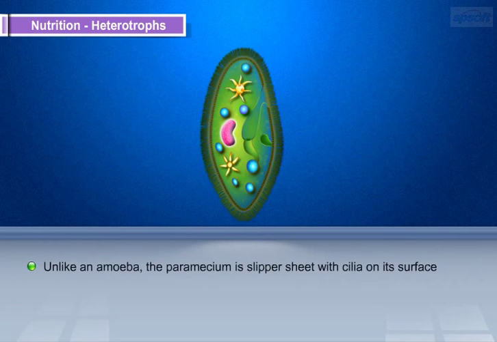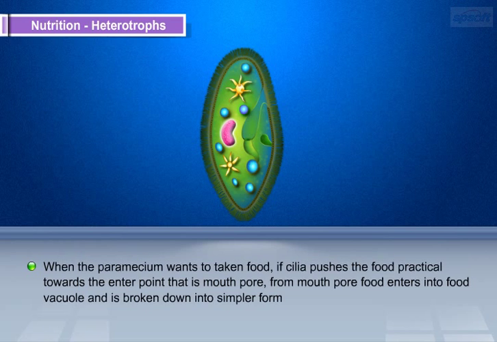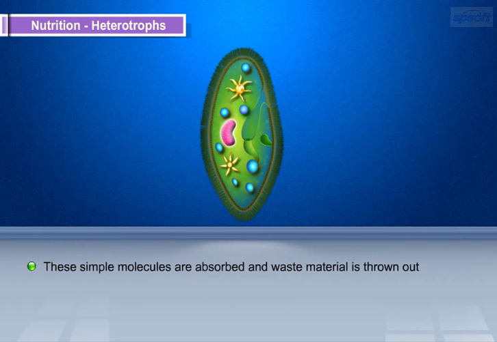Let's study more about Paramecium. Unlike amoeba, the Paramecium is slipper shaped with cilia on its surface. Food is taken in at a specific spot on the body called the mouth pore. When the Paramecium wants to take food, cilia push the food particle towards the entry point, that is the mouth pore. From the mouth pore, food enters into a food vacuole and is broken down into simpler form. These simple molecules are absorbed, and waste material is thrown out.